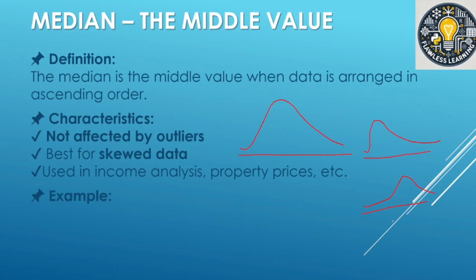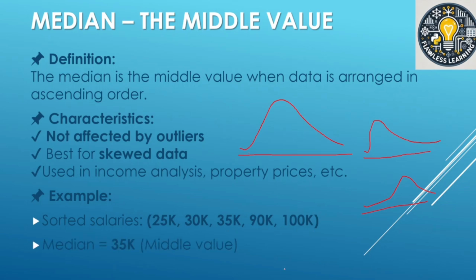Now, what's an example of median? Say there are salaries of 25k, 30k, 35k, 90k, 100k. See, the data is arranged in ascending order, then the middle value is 35k, which is the median. So median is the perfect balance. It splits the data into two equal halves, making it ideal for datasets with extreme values.